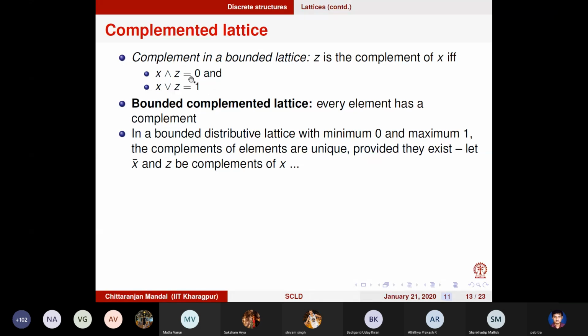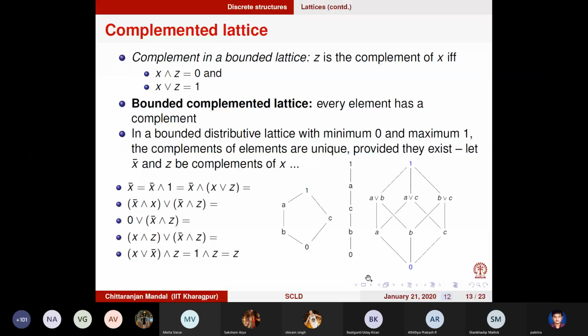This 0 and 1 need not be the numbers in our discussion so far. They may be any general greatest element and least element. If these two hold, then the two elements are complements. A lattice is called a complemented lattice if every element has a complement. Even if one element doesn't have a complement, we cannot call it a complemented lattice.